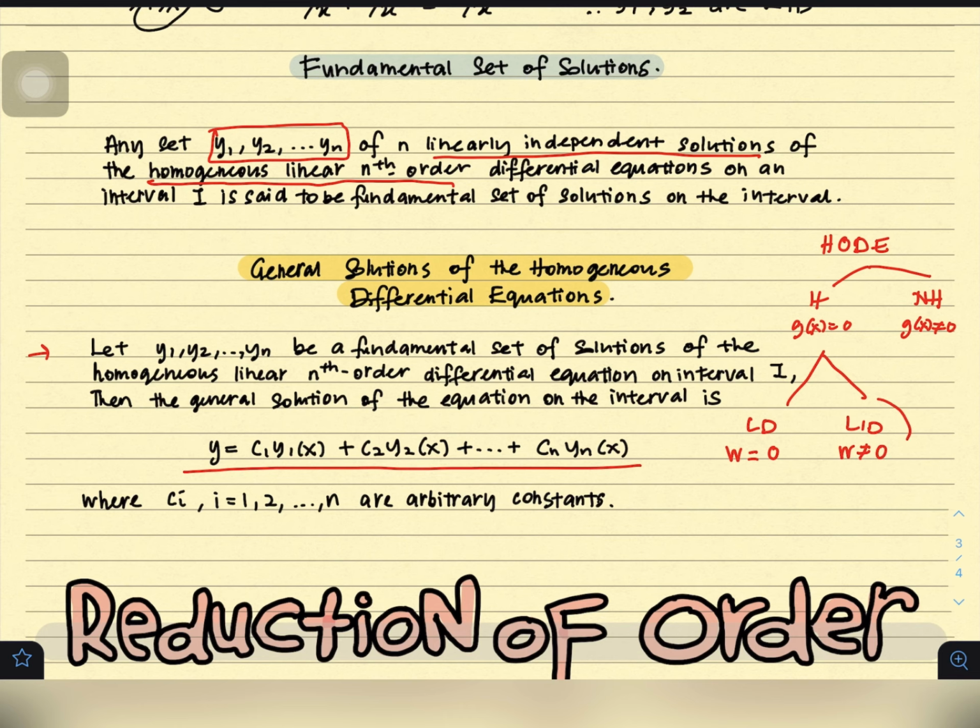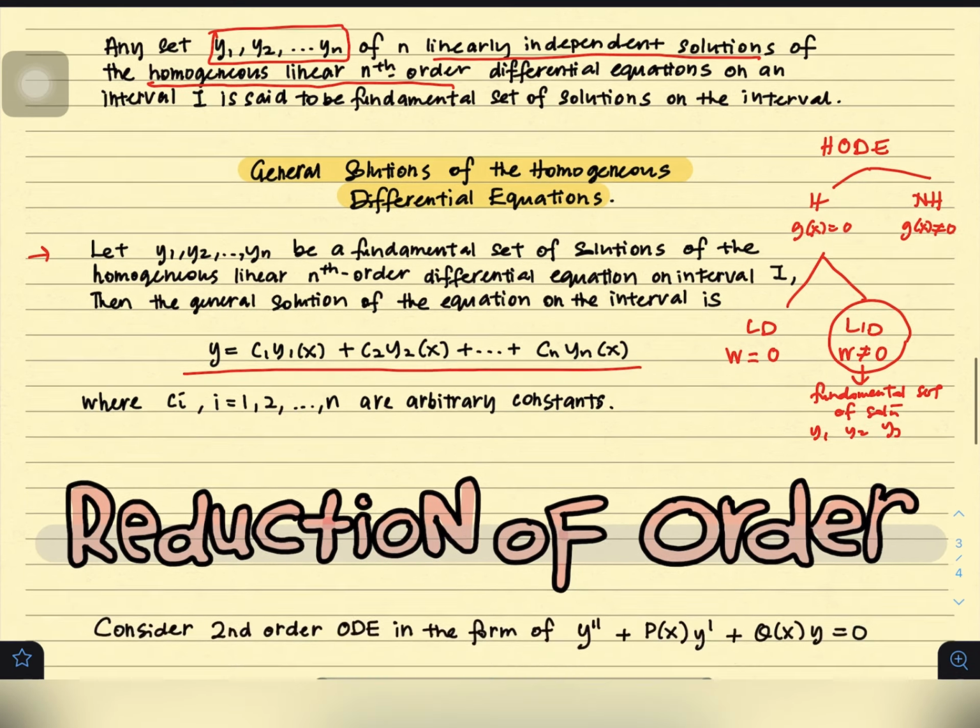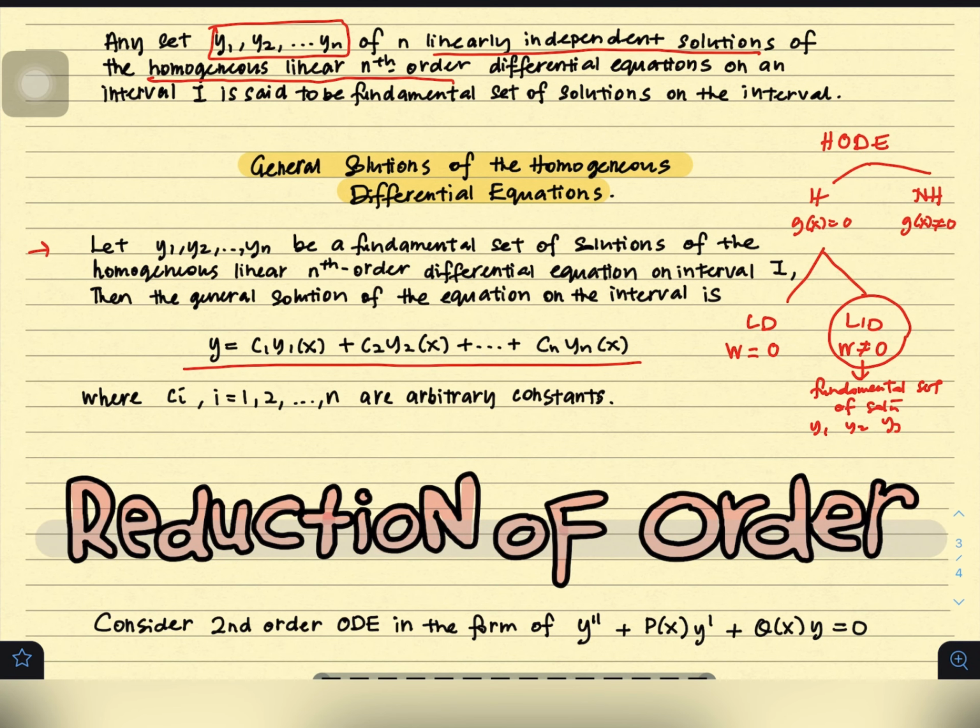Okay, so the set of solution yang linearly independent ini kita panggil dia sebagai fundamental set of solution. Okay, maksudnya katakanlah kita ada 3 solution Y1, Y2 dan Y3. So Y1, Y2 dan Y3 ni kita panggil kesemuanya adalah fundamental set of solution. Dan fundamental set of solution ini can be written in a general form sebagai general solution. Macam mana nak tulis dia sebagai general solution? Kita boleh tulis dia Y equal to C1 Y1(x) plus C2 Y2(x) plus C3 Y3(x).